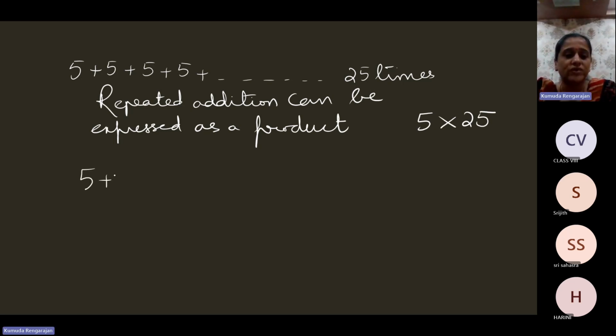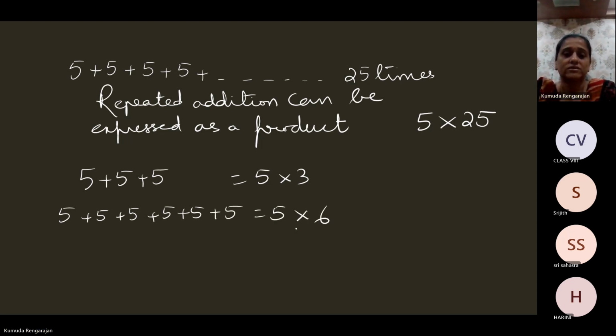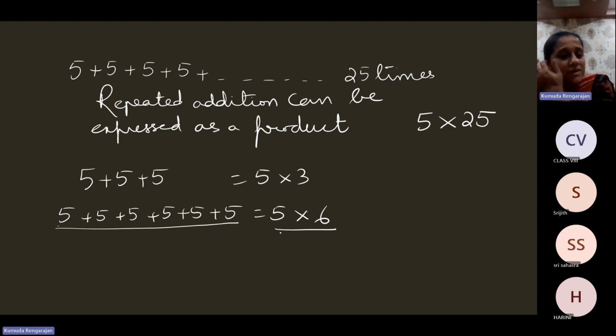See, what is 5 plus 5 plus 5? 5 into 3. What is 5 plus 5 plus 5 plus 5 plus 5 plus 5? 6 times, no? So 5 into 6, because when you add, you get 30 and 5 into 6 is 30. So repeated addition can be expressed as a product, 5 into 6 or 5 into 3 accordingly. So here in this example, it is 5 into 25. We know this. This is not new to us.